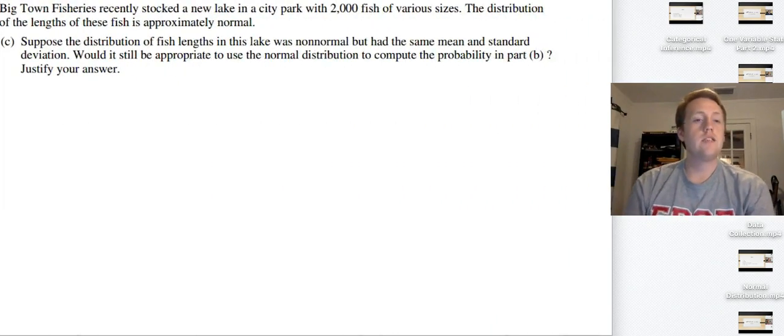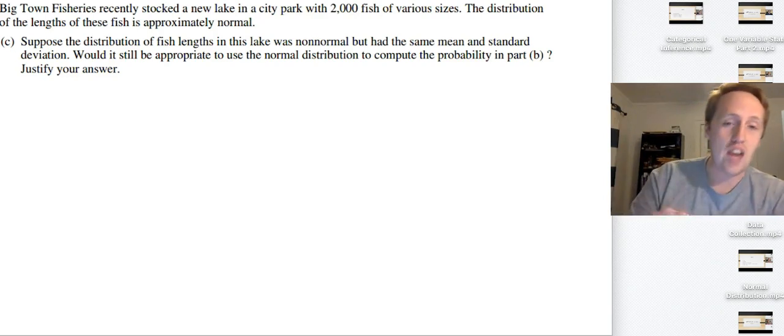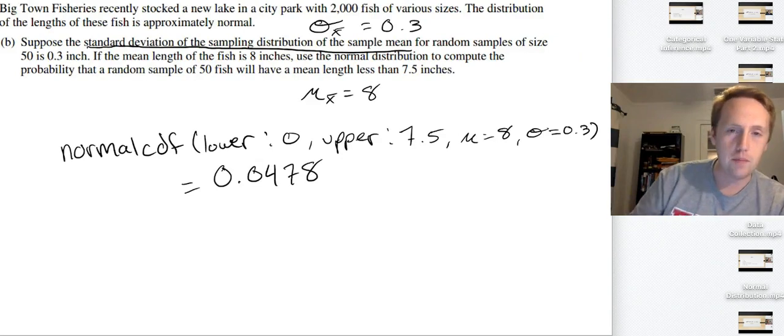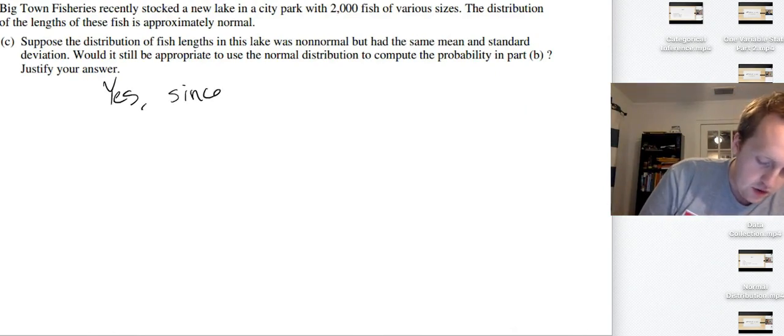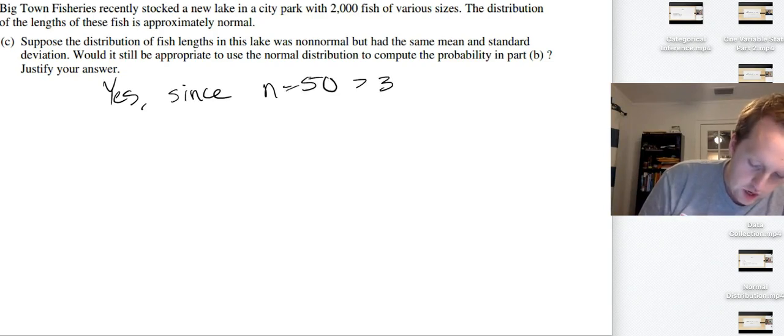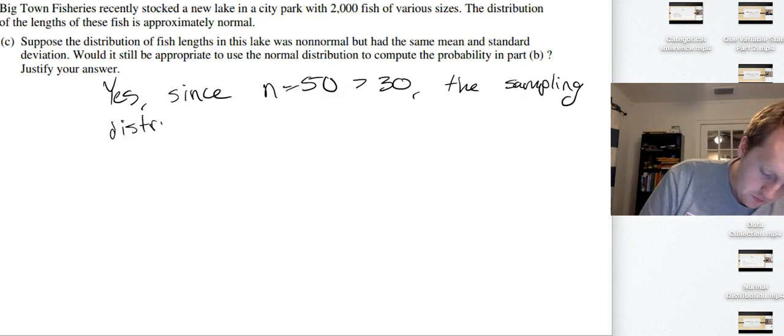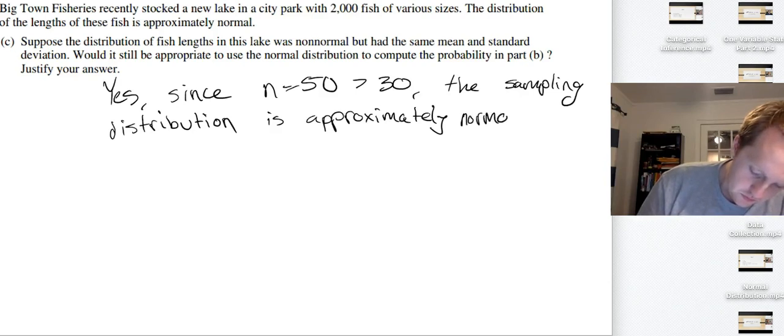That's all. Part C: suppose the distribution of fish lengths in this lake was not normal. So the population is non-normal, but had the same mean and standard deviation. Would it still be appropriate to use the normal distribution to compute the probability in part B? Justify your answer. Well, it's not normal. Can I still use normal CDF? The population's not normal. The sampling distribution still is because, look, n is 50. If the sample size is greater than 30, then the sampling distribution is approximately normal. So yes, since n equals 50 is greater than 30, the sampling distribution is approximately normal. Boom.